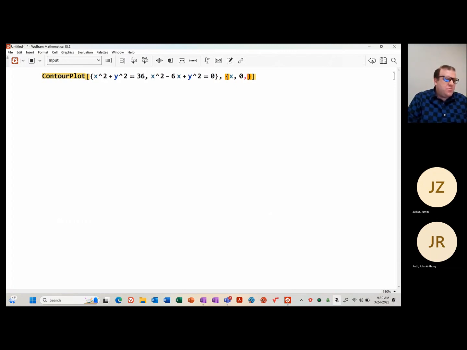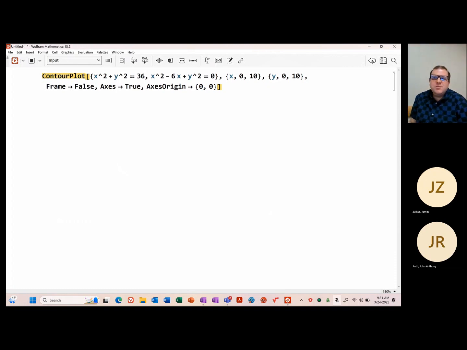0 to, just going to go to 10. Turn off the frame on the axes. Just to be safe, I'm going to specify I want the origin to actually be the origin.